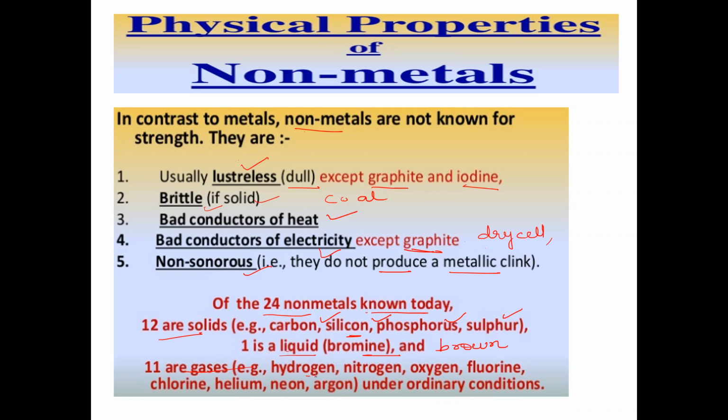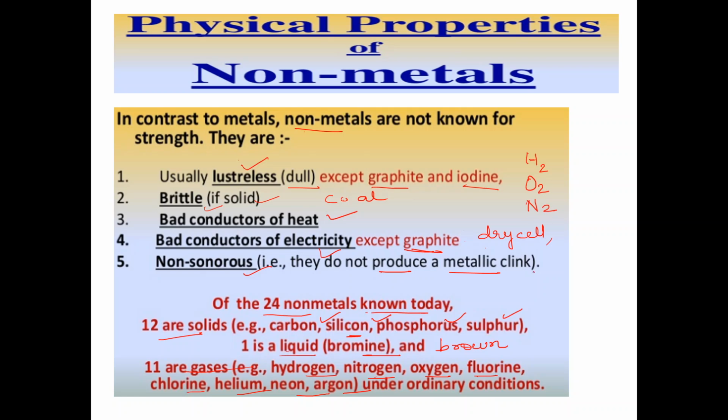And 11 are gases: hydrogen, nitrogen, oxygen, fluorine, chlorine, helium, neon, argon. Hydrogen, what is the symbol? H. H is the hydrogen atom, but in nature it exists as gas. So what is the formula of this hydrogen gas? H2. Oxygen is oxygen atom, but in nature it is present as oxygen gas, O2.